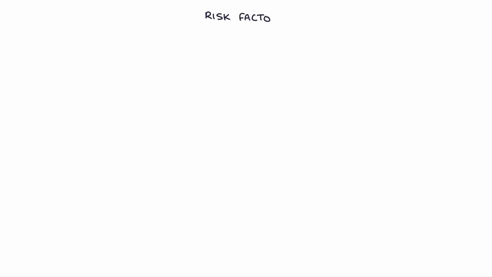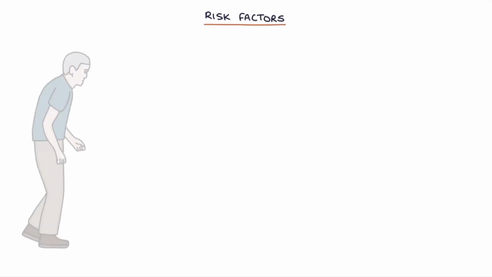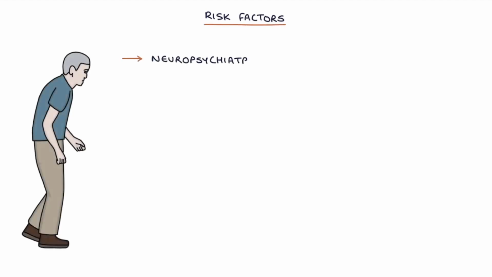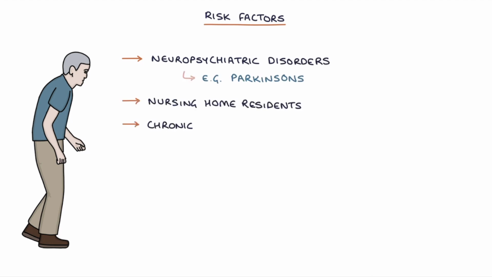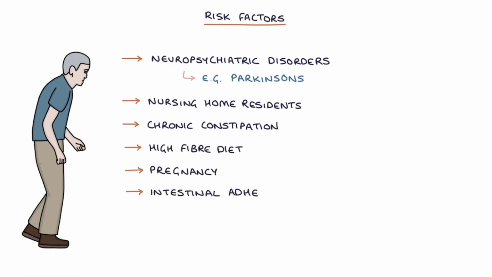So what are the risk factors for volvulus? Well, the risk factors are neuropsychiatric disorders, for example Parkinson's disease, nursing home residence, chronic constipation, a high-fiber diet, pregnancy, and intestinal adhesions.